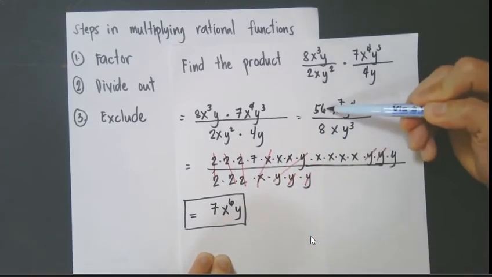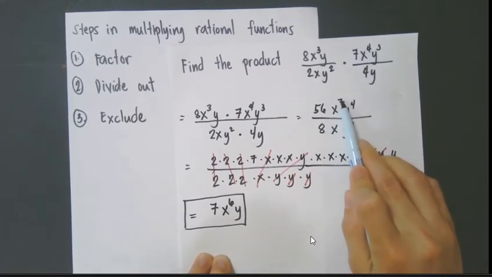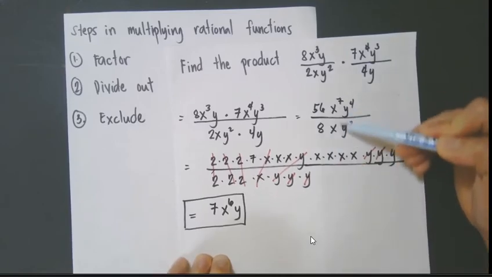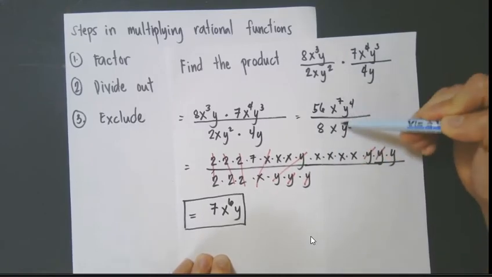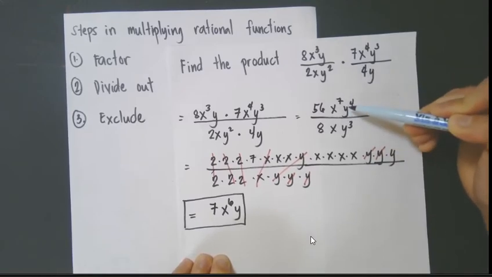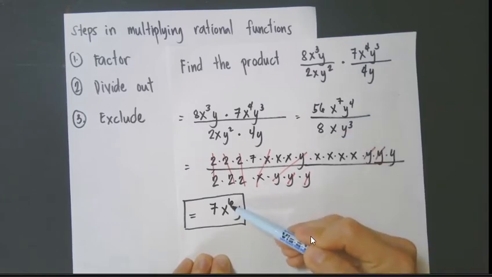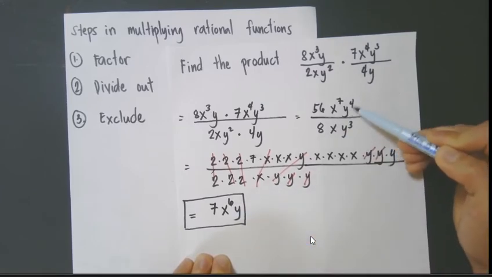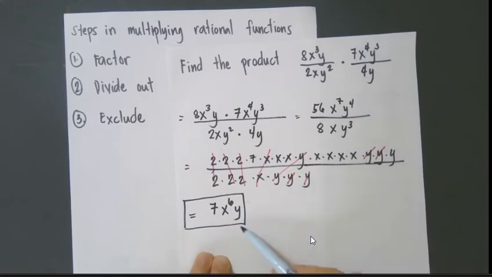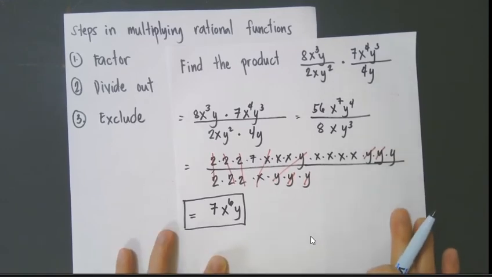Do the coefficients first. 56 divided by 8 will give us 7. Now 7, and then you have your letters. Remember, if you are dividing exponents, rules of exponents, when you're dividing, we subtract the degrees. 7 minus 1 will give us 6. And then y, 4 minus 3 would give us 1. So that's y. We don't write 1. So that's the shortcut.